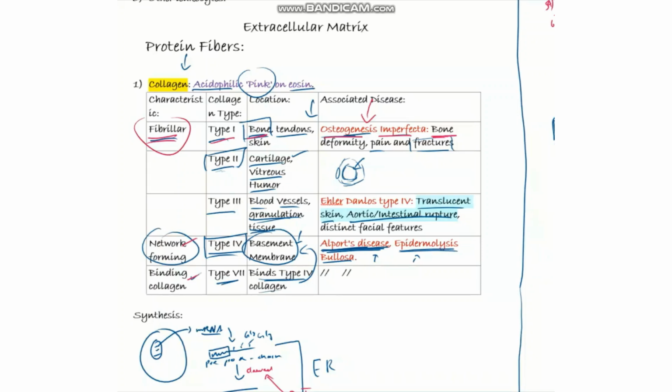It has three collagen types: type 1 collagen, which is associated with the bones and present in bones; type 2 collagen, which is associated with cartilage and intratumor; and type 3 collagen with blood vessels and granulation tissue; and then perforin, which is present in the basement membrane, the type 4 collagen; and then binding collagen, that is type 7 collagen. And then we studied the synthesis of collagen.